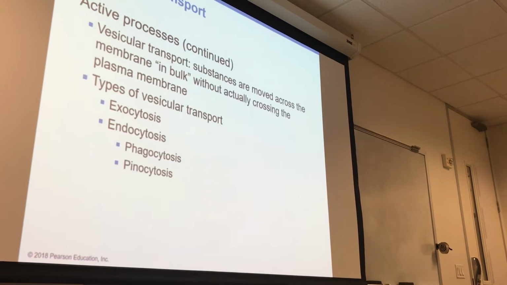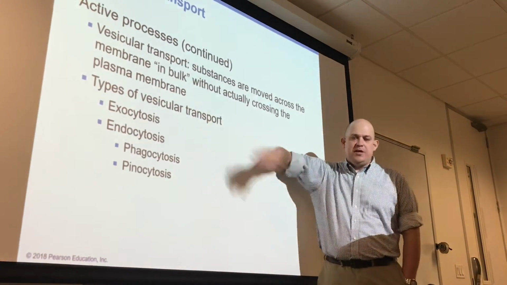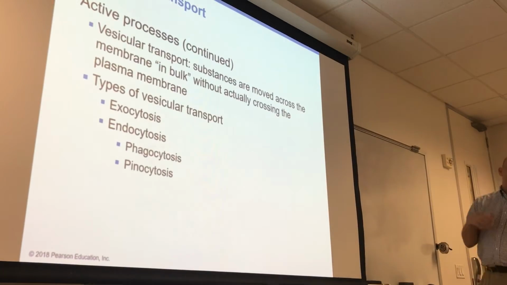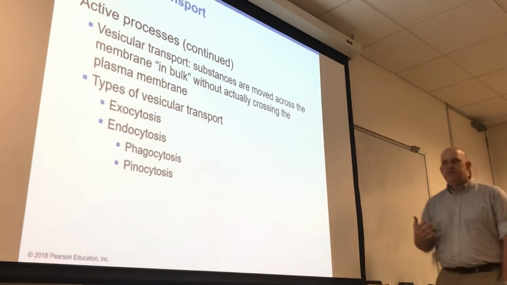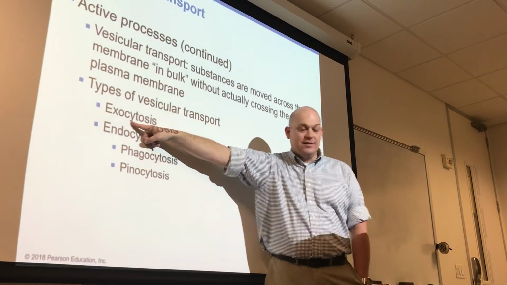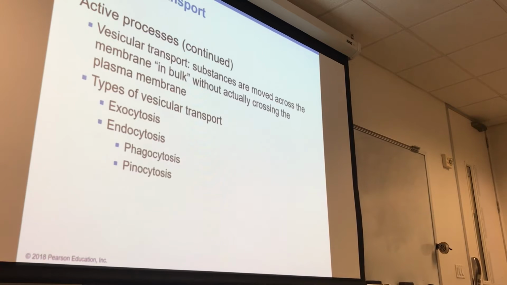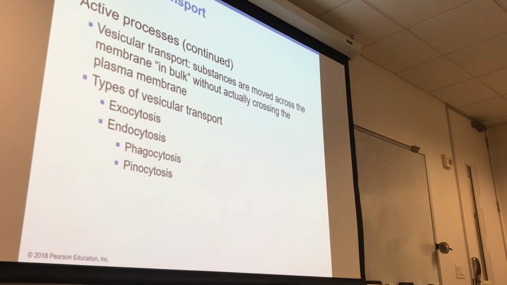The other two types of active processes are referred to as vesicular transports, and they come in two different varieties. One is exocytosis and one is endocytosis. What does exo mean? To leave. So exocytosis simply means we are going to leave the cell. We're going to move some material from inside of the cell, and we're going to kick it out of the cell. Basically, the cell is going to defecate.